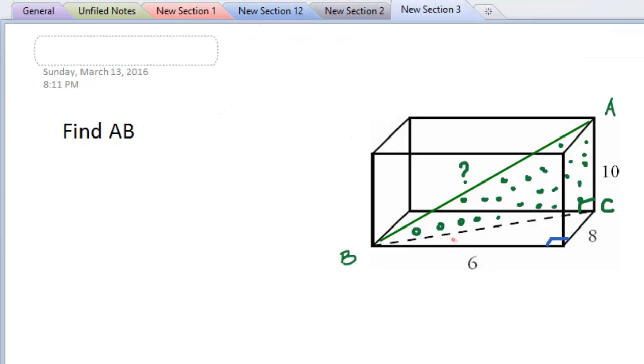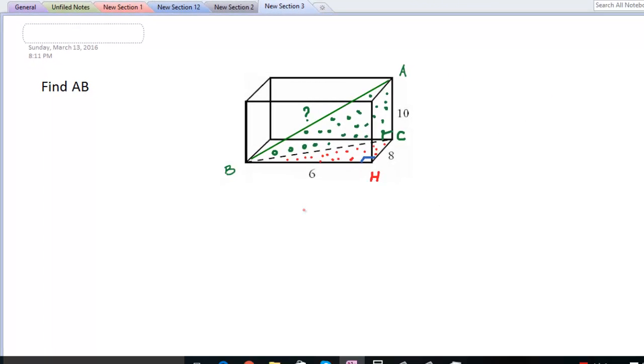So let's see another triangle that can help me find BC. What about this triangle, which we're going to call BHC, with H here? I'm going to color this triangle with red. In this triangle, I have BH 6, HC 8, so I have two known sides. That means I can find the hypotenuse BC. And if I find BC, then in triangle ABC, I have AC and BC, so I can find the hypotenuse I'm looking for, which is AB.